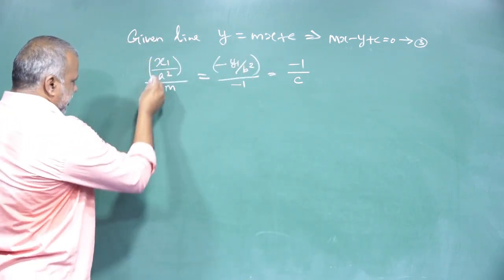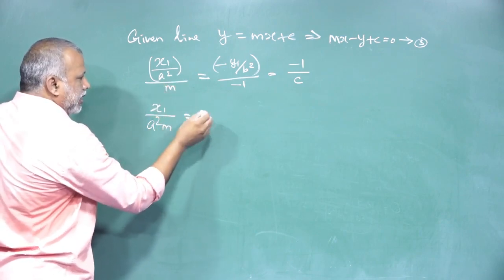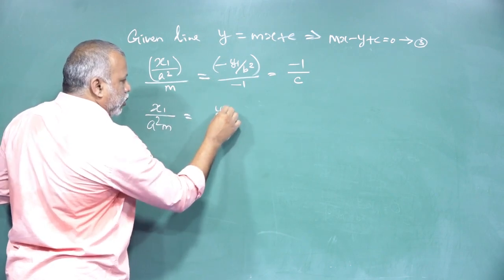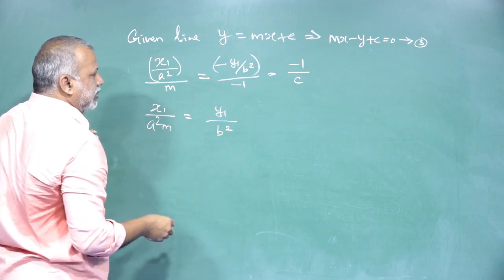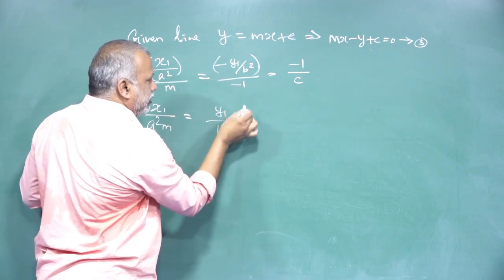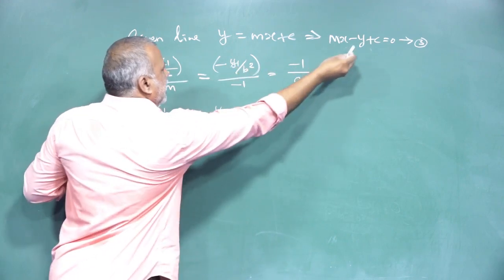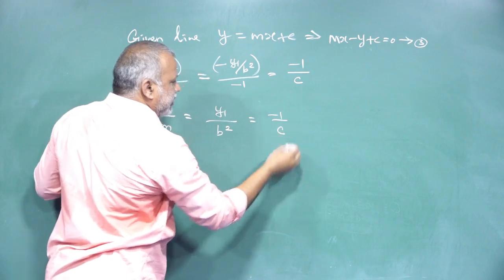See this one, I can write like this: x1 by a squared divided by m equal to a. Here both negatives will be removed. That is the only change. y1 divided by b squared. Here both the negatives will be removed. How? The coefficient of y must be y1 by b squared. Here also the minus will be removed. Equal to minus 1 by c.